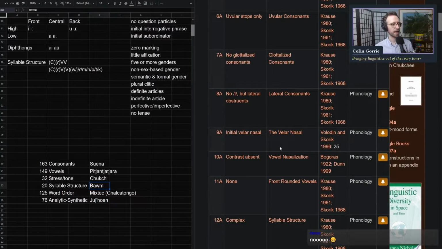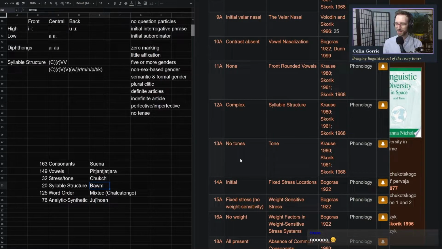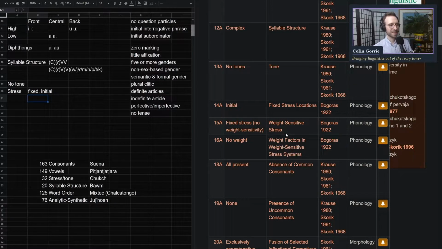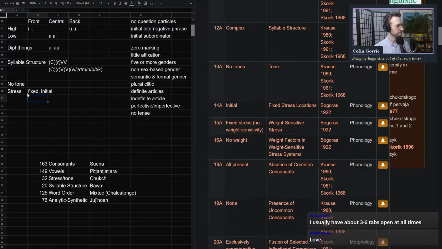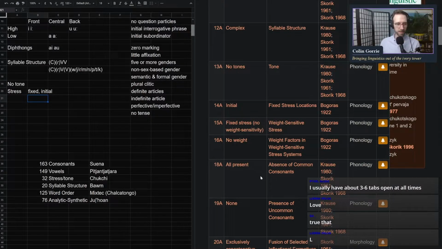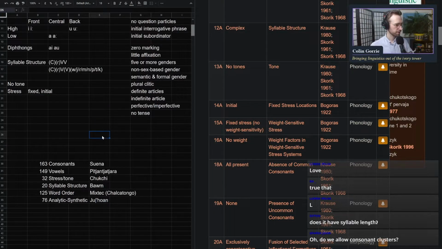Let's see what we have. No tones. We have fixed stress on the first syllable. So put it here. No tone, fixed stress, first syllable, stress, fixed initial. No weight sensitivity. No tones. Yeah. All right, so hopefully that didn't disappoint too many people. All righty. Let's forge ahead.